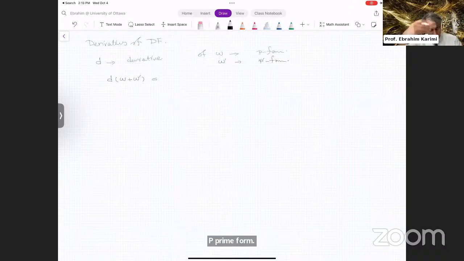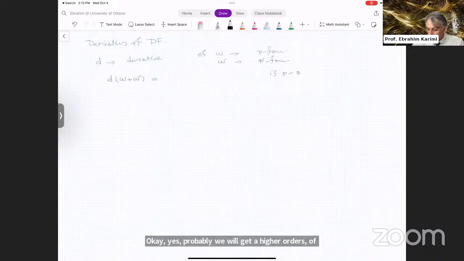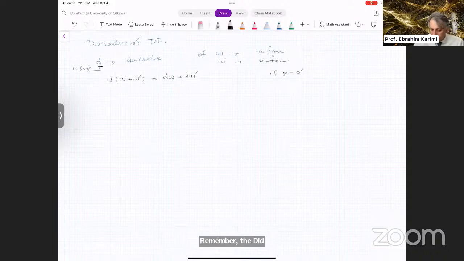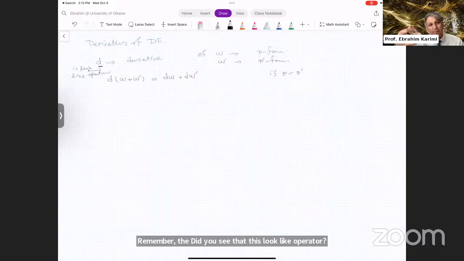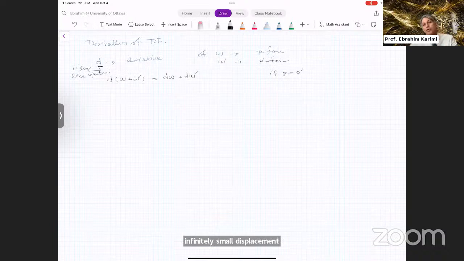Yes, probably we will get higher orders, of course. So if P is equal to P prime, then I can take the derivative of the sum, and it will be d omega plus d omega prime. That's the first result that I'm expecting. Remember, D looks like an operator, but has the same meaning as the differential, the infinitely small displacement or variation in the quantity that you have.